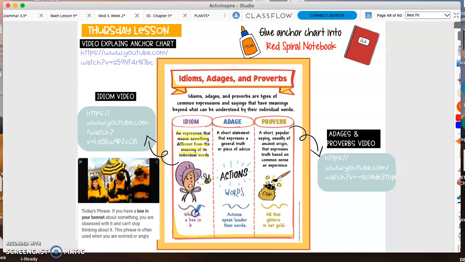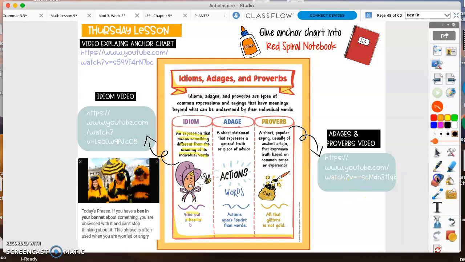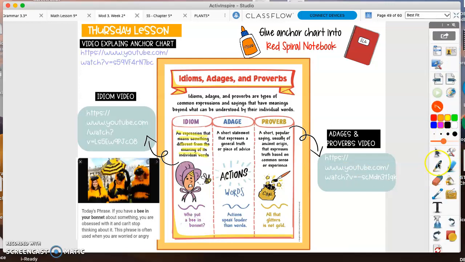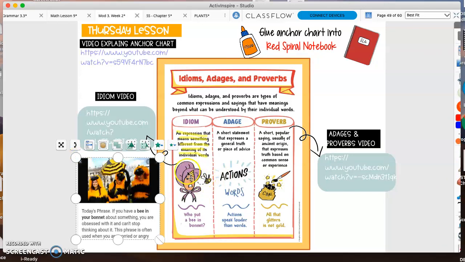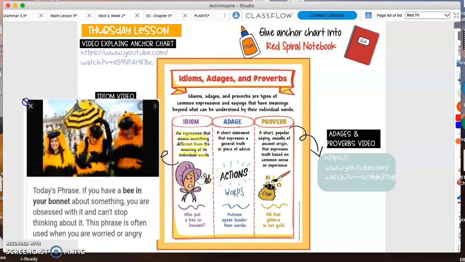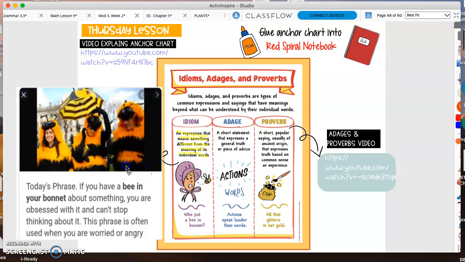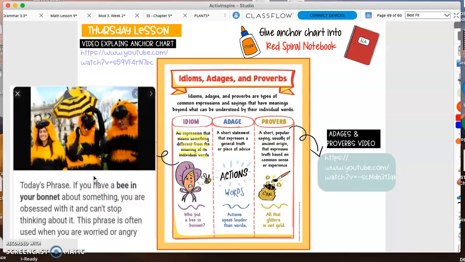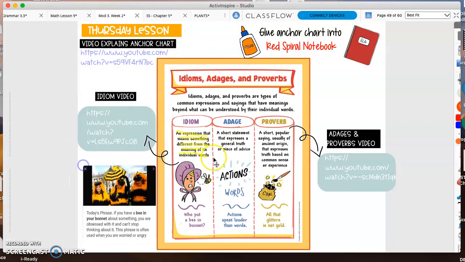So our example says, who put a bee in her bonnet? Well, there's not literally a bee in somebody's bonnet or hat. That phrase means that you are obsessed with something and can't stop thinking about it, okay? This phrase is often used when you are worried or angry. So if I see that you're worried at school, I may say, who put a bee in your bonnet? Even though there's not actually a bee in your bonnet. So that's an example of an idiom.